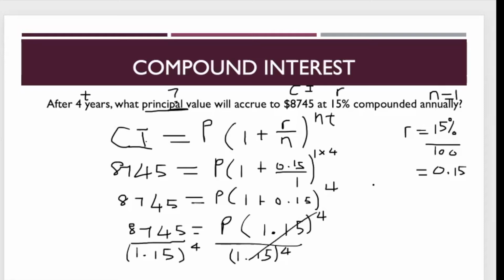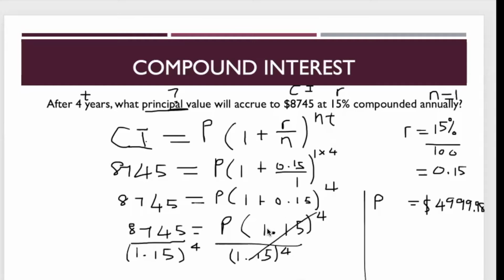Now these two cancel. So what I have here is P, because this cancels, so I'm left with P is equal to, and then this part I will calculate. So I will enter $8,745 into my calculator, then divide it by 1.15 raised to the power 4, and we will get an exact value, and I'm going to round off to 2 decimal places. The principal value is $4,999.98. So rounding it off to 2 decimal places. And this is more accurate than rounding off.